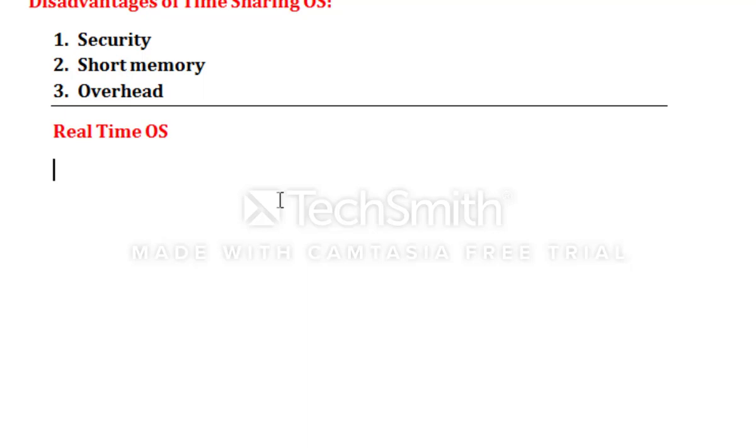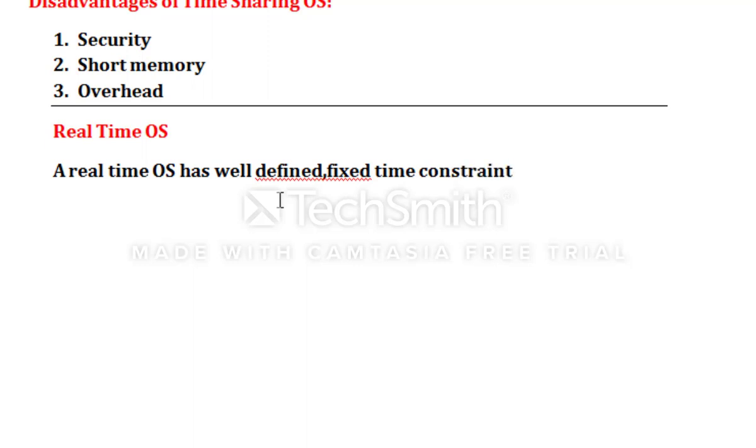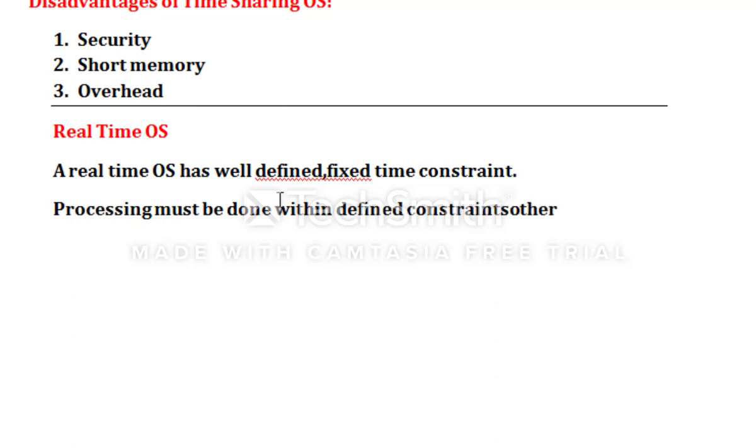A real time system has well defined, fixed time constraints. Processing must be done within the defined constraints, otherwise the system will fail. That is a very important point of the operating system.